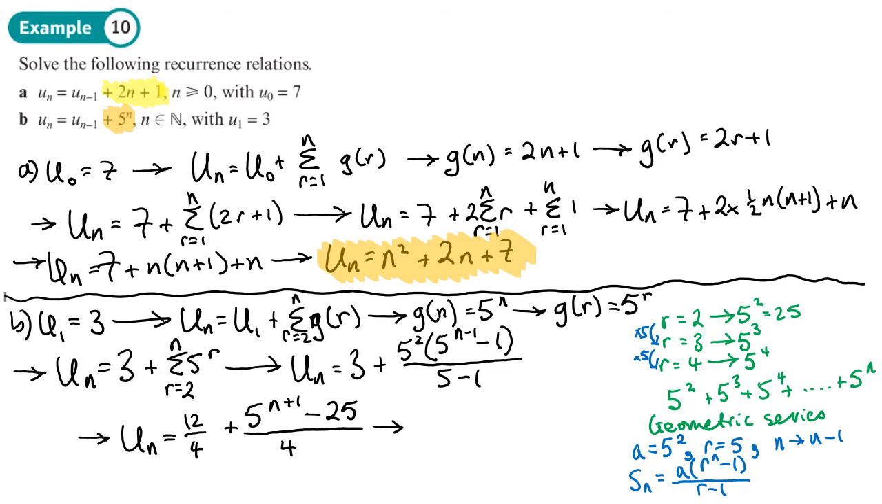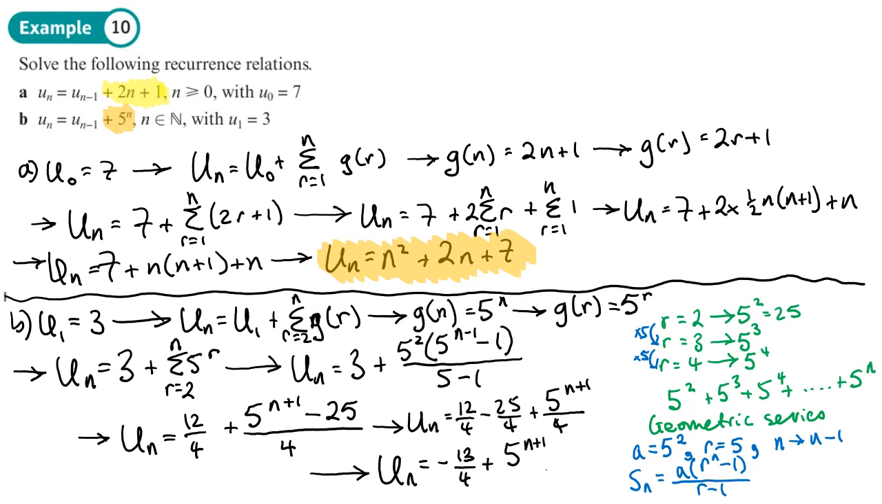So from there, I've got u_n equals 12 over 4. Then from this part of the fraction, I'm going to be taking away 25 over 4. And then adding 5 to the power n plus 1 over 4. So giving us a final answer, if we decide to tidy up like this, of negative 13 over 4 plus 5 to the power n plus 1 all over 4, if we decide to write the answer in this form.